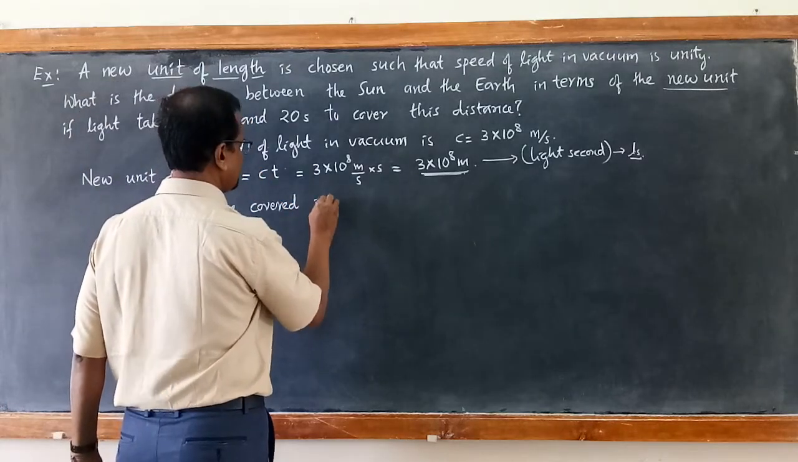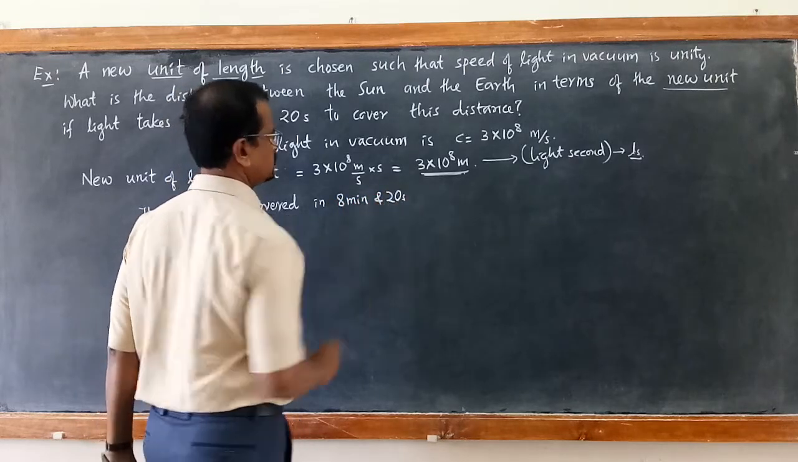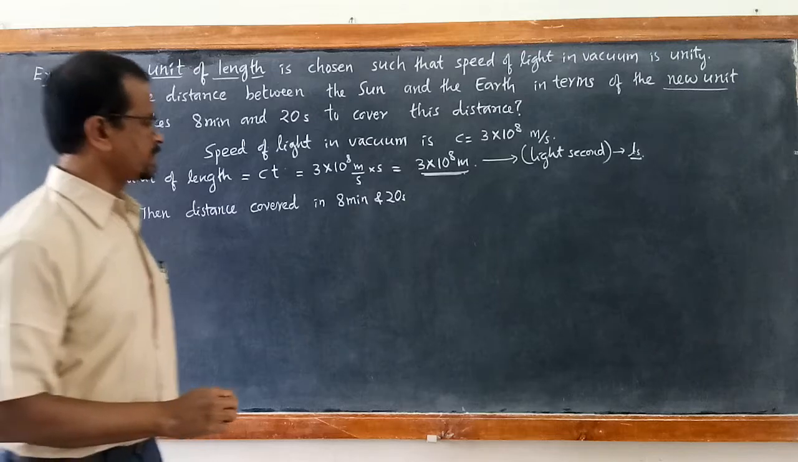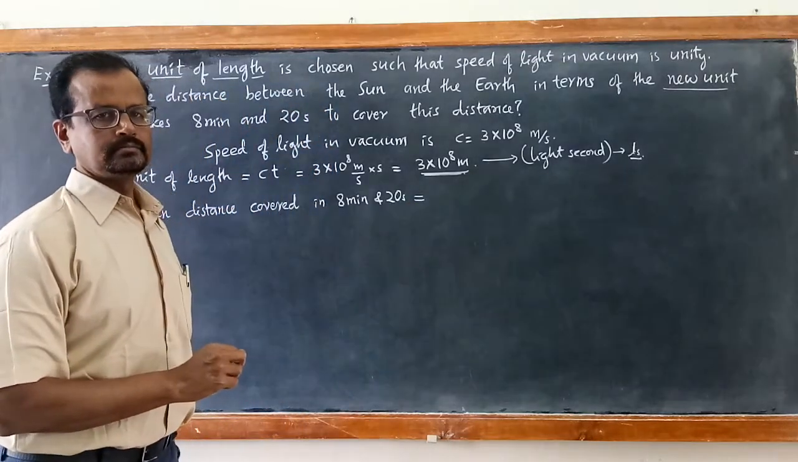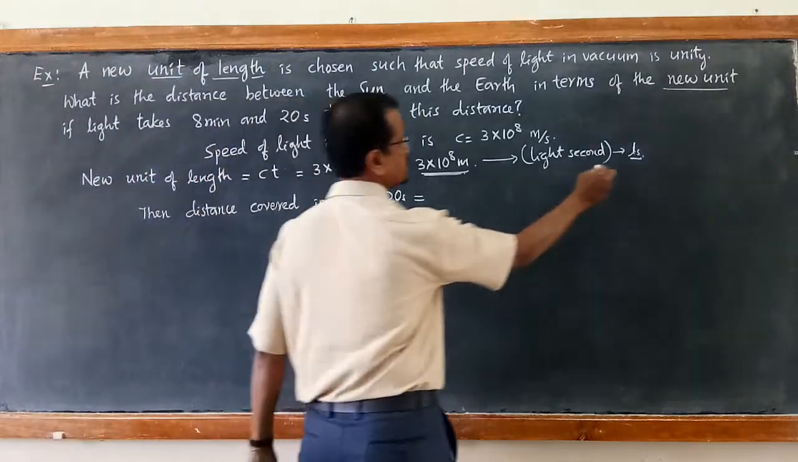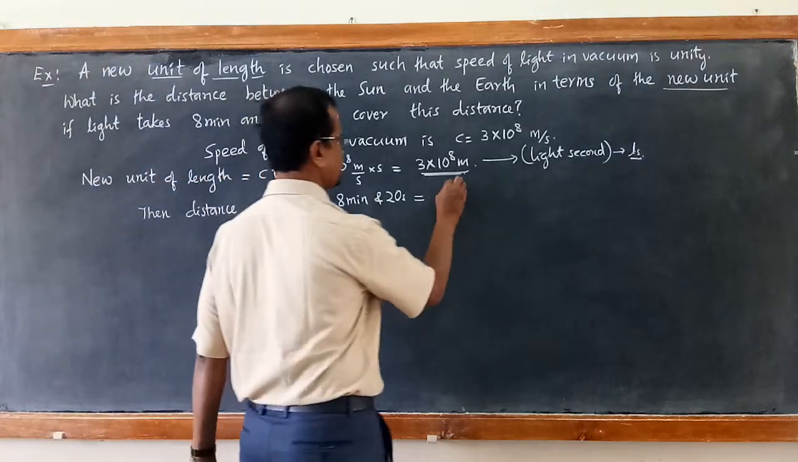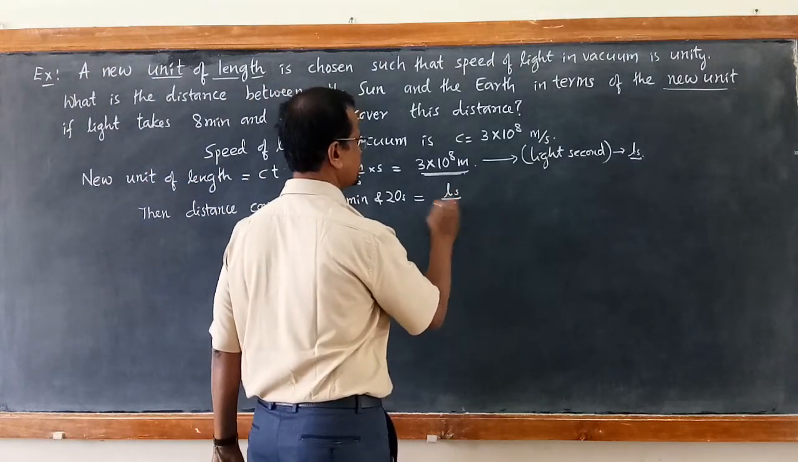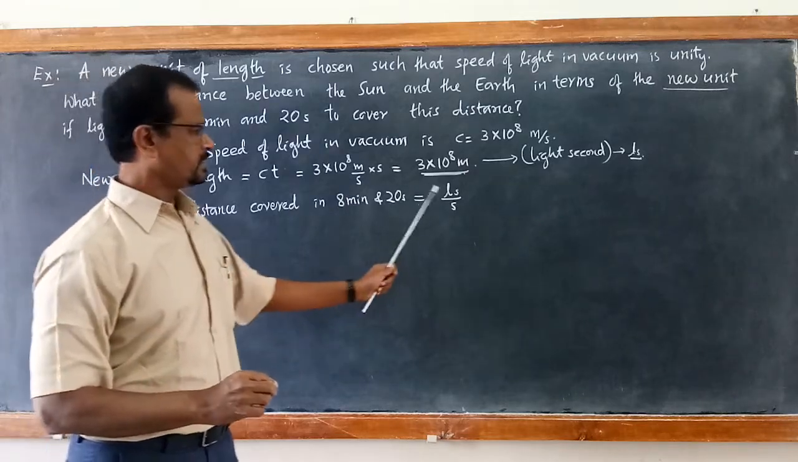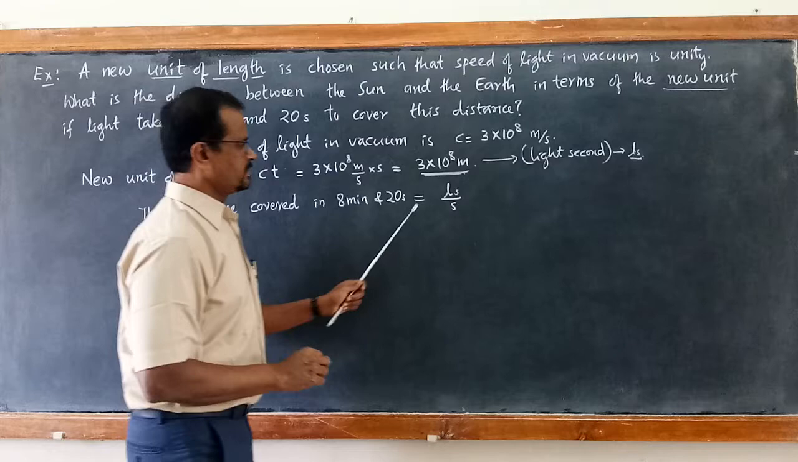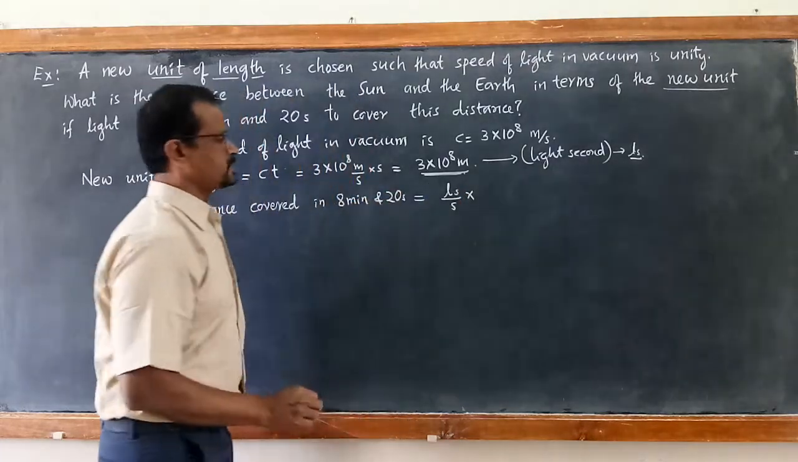Distance covered in 8 minutes and 20 seconds is equal to the distance covered in 1 second, light second by second. I think you got the point. That is the unit of length. Light second by second into 8 minutes plus 20 seconds.